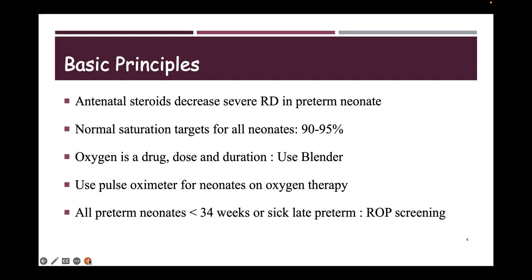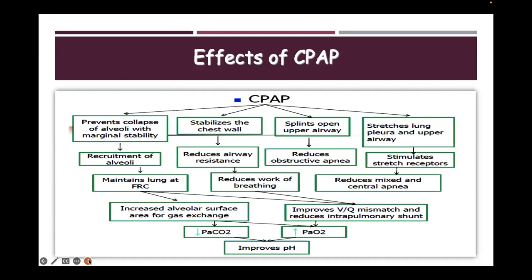All babies on oxygen should have a pulse oximeter attached to the right upper hand. They should be given oxygen only with the use of a blender, and all preterm babies should be screened for ROP. Coming to the main topic, how does the CPAP act?